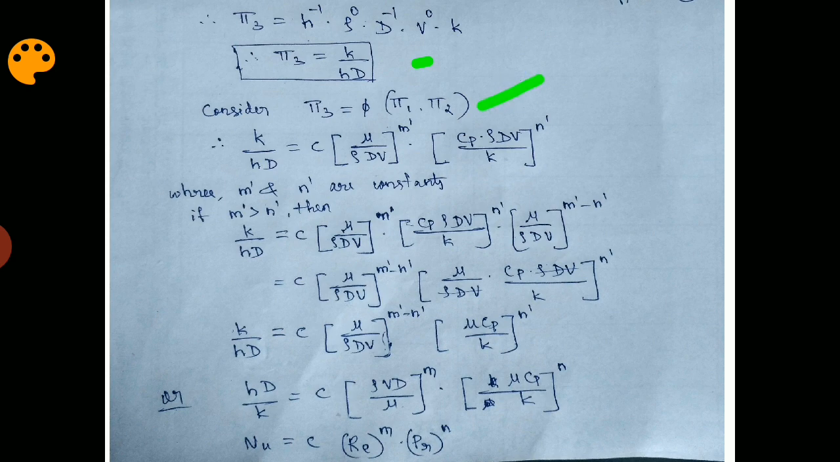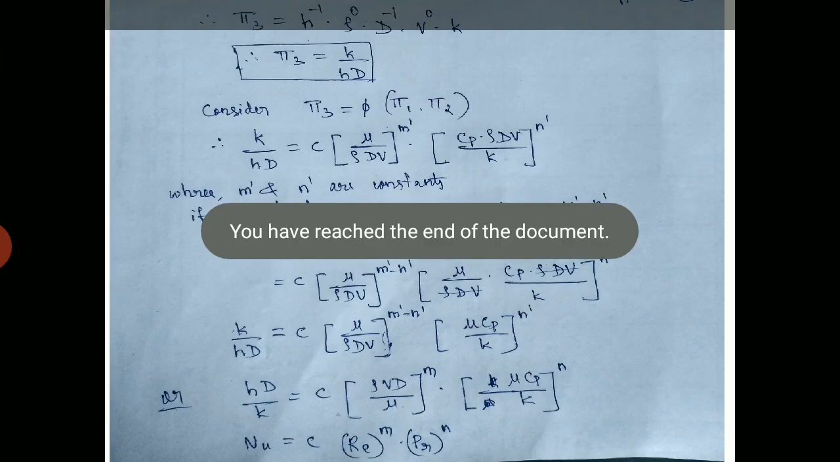Pi 3 is a function of pi 1 and pi 2. So pi 3, K by HD, is equal to C, which is a constant, into rho mu divided by rho dV. We have taken here m raised to m dash for this term and raised to n dash for the pi 2 term. For pi 1 term, it is mu divided by rho dV, or rho Vd, raised to m dash, then pi 2 term raised to n dash. Okay, this is to get the required answer.